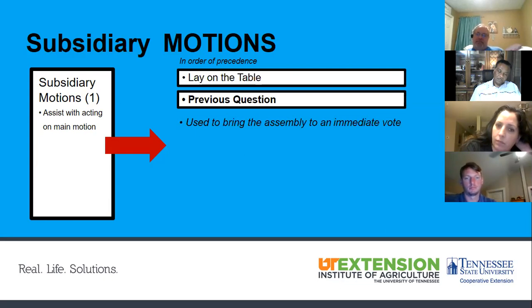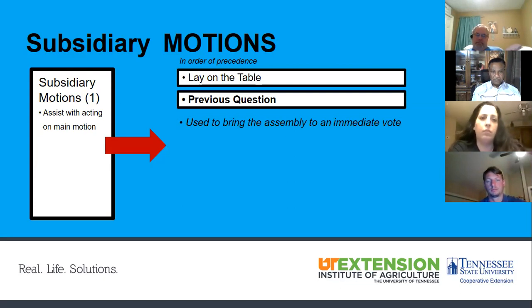Here's Robert's previous question. It's the second highest ranking subsidiary motion. This is used to bring the assembly to an immediate vote on the pending motion. Typically, it's a main motion, but it could be on any motion that has discussion or is able to be amended. What this means is we are no longer going to have discussion or amendments, and we're going to an immediate vote. So basically, we are stopping the discussion.